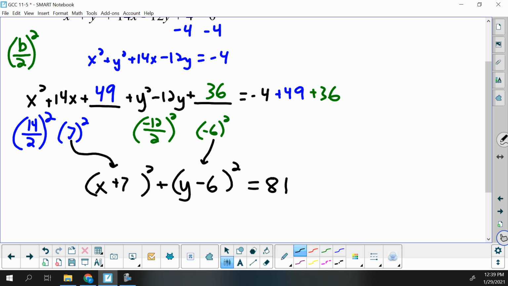The question asked us to find the center and the radius, so we can now identify that like we've done in the other questions. Center's the opposite signs of what's in the parentheses, so negative 7 and positive 6. And our radius is just the square root of what we're equal to. So we need to think what number times itself gives us 81, and that would just be 9.